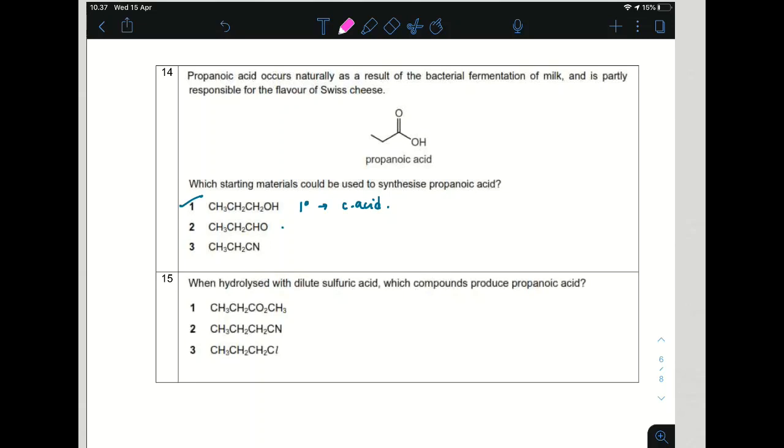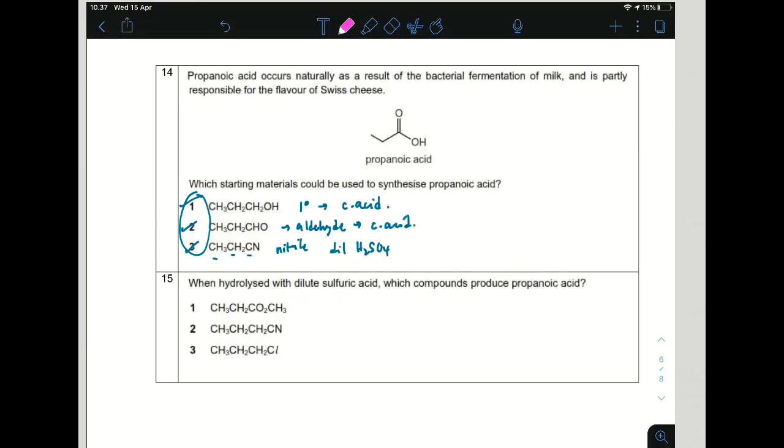Now for number 2, this is an aldehyde, and we know an aldehyde will be further oxidized to give you a carboxylic acid. So this one is also possible. And this is a nitrile. When you react this nitrile with dilute sulfuric acid, you are going to change it into a carboxylic acid also. So this will also be a suitable starting material to give you propanoic acid. You have 3 carbons there, very suitable. So the answer is going to be all of them.